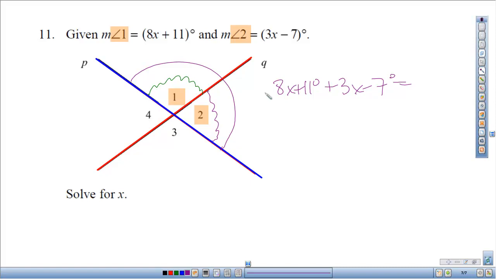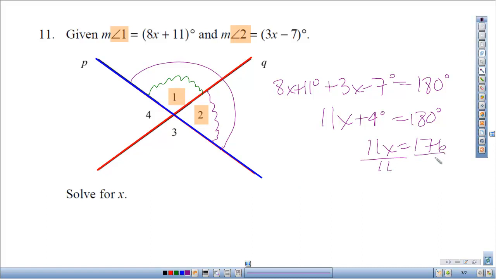You really just have to kind of look at what you're dealing with. If you start making guesses, like if you're not paying attention whether these are vertical angles or whether they're right next to each other, that's no way to do this problem. You got to know what you're looking at. So it all adds up to 180 degrees. All right, combine some like terms. We get 11x plus 4 is equal to 180. If we subtract away the 4, 11x is equal to 176.